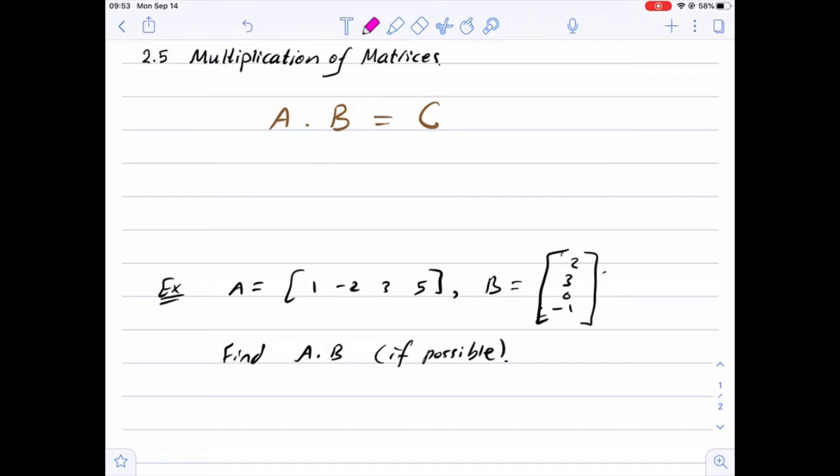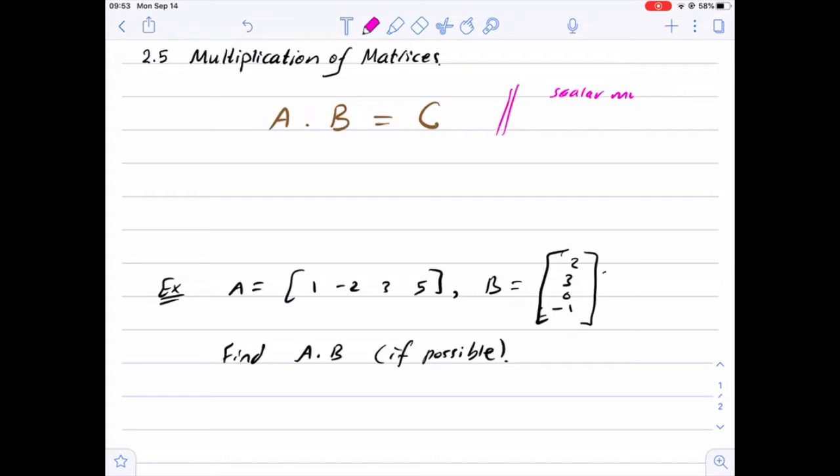This section 2.5 is about multiplication of matrices. In this section we'll learn how to multiply two matrices. But before that, let me remind you of another multiplication that we learned last time. We learned about scalar multiplication.